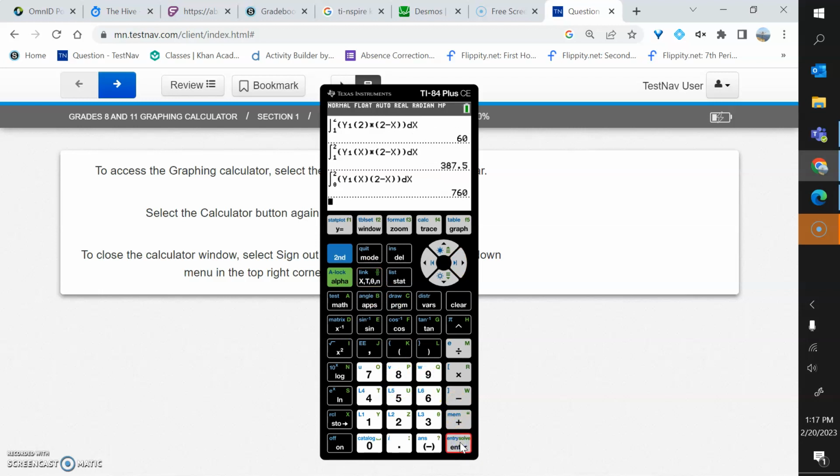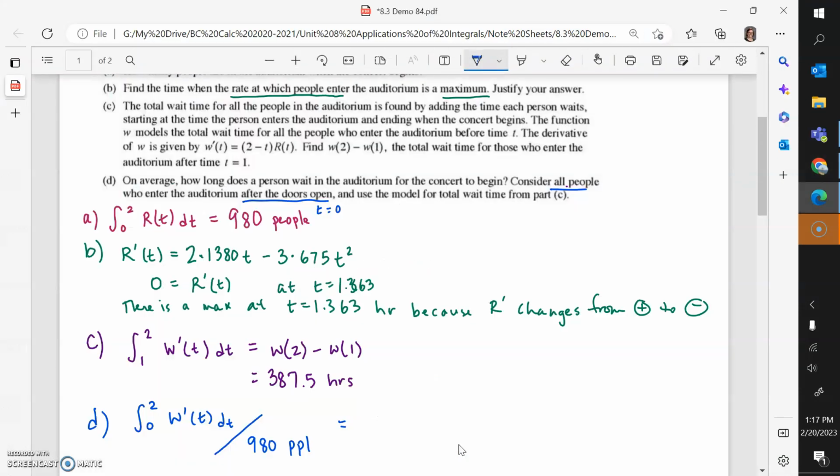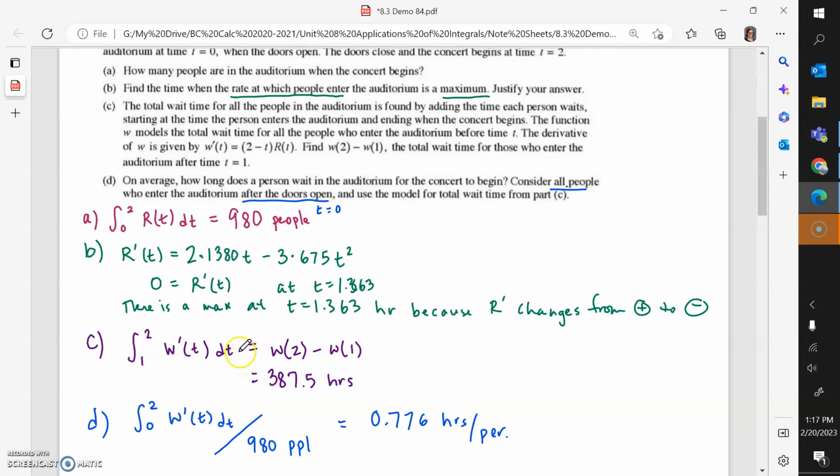And then this is the total wait time for everybody. And I'm going to divide that by 980 people from part A. And that means that each person is waiting 0.776 hours. And that makes a little more sense because that would be about 45 minutes, which just seems like a reasonable amount of time to wait for a concert to start.